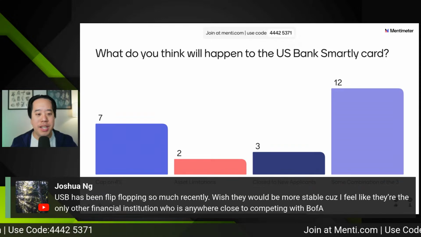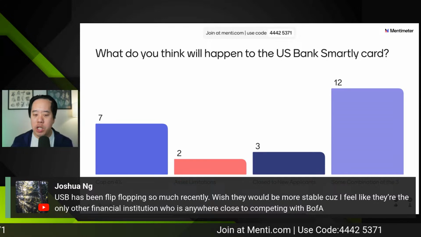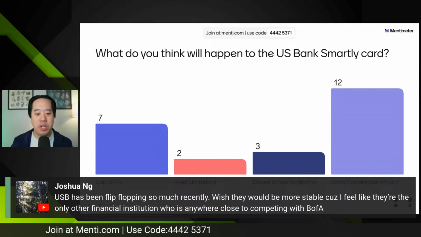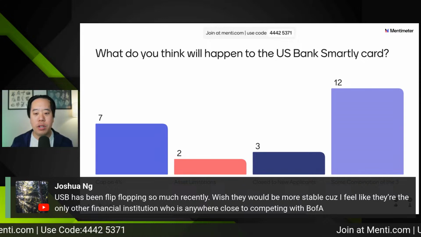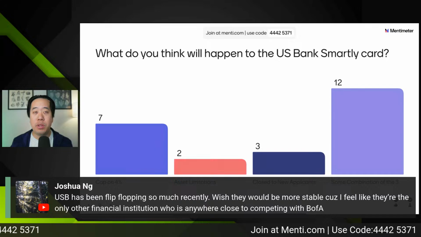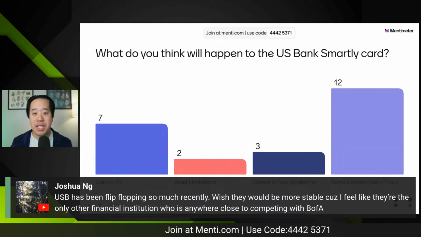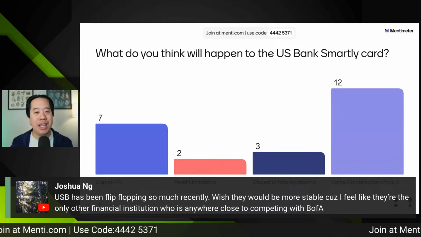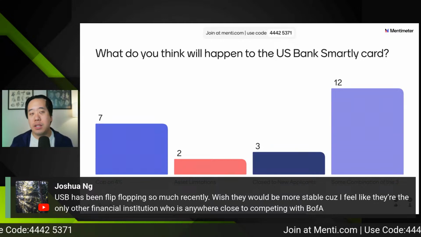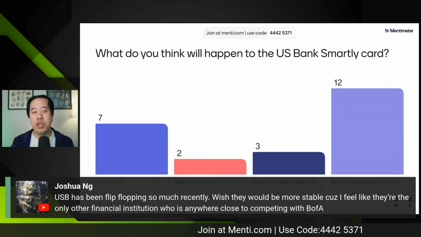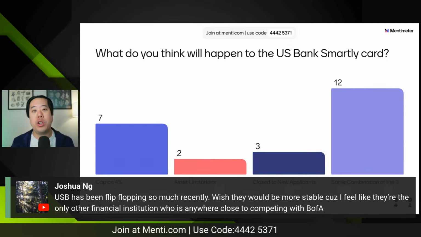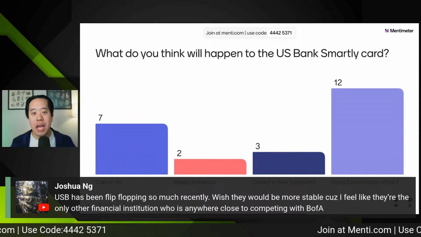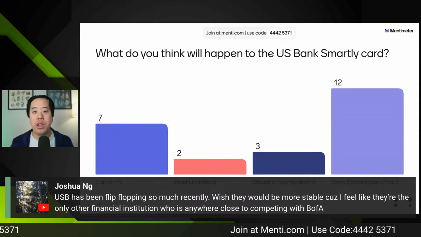Real quick here, Josh Ing says, US Bank has been flip-flopping so much recently. Wish they would be more stable because I feel like they're the only other financial institution who is anywhere close to competing with Bank of America. Yeah, they were doing a really good job competing with them with the Smartly card and with their new system. But like I said before, Bank of America is steady Eddie. You know what you're getting when you get with them, and that's okay. That's not a problem, because they know their cards and how their cards work, and we know how their cards work. And so having that as a backup option when the Smartly situation was happening was a really good thing to have if you were already a Preferred Rewards member.